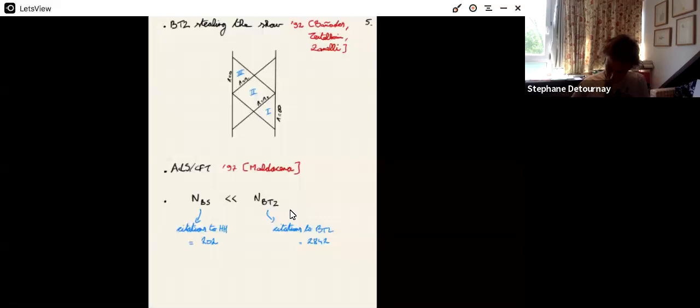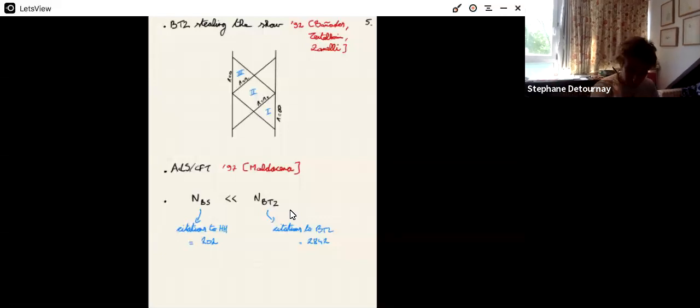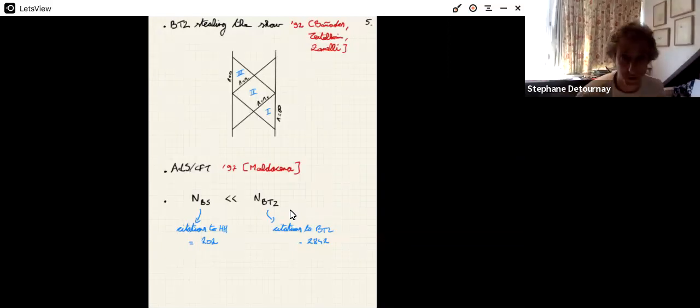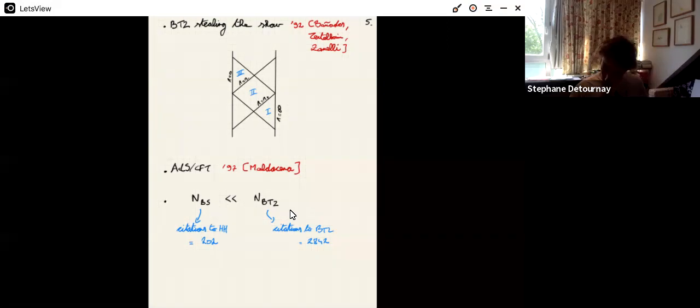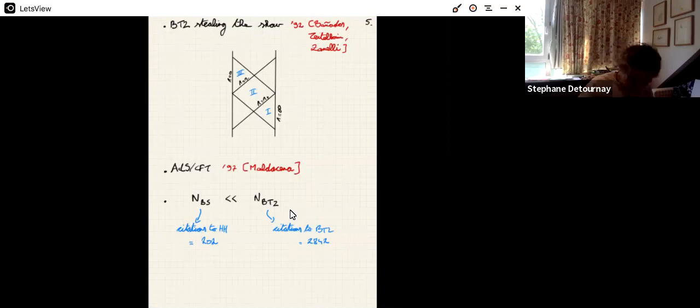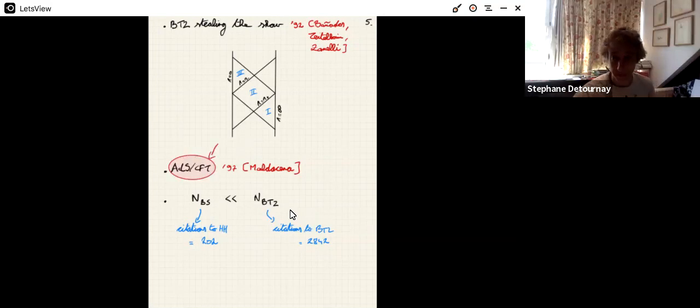Okay, so the goal of this paper will be to try to find a microscopic description of the three-dimensional black string. But to do so, what I will do, I will start by reviewing what is known and what we can do in AdS/CFT. So I will keep our goal in mind, which is to describe the 3D black string.